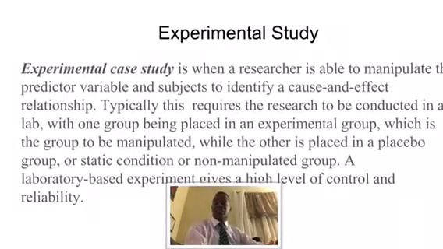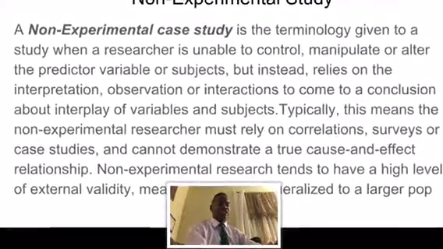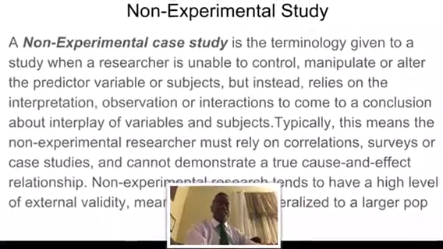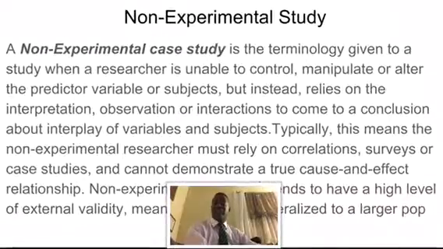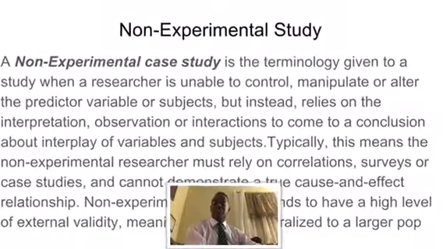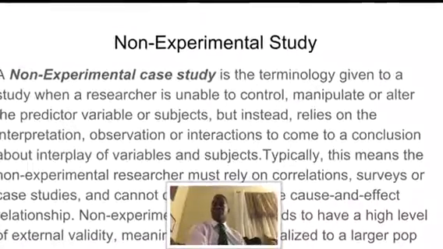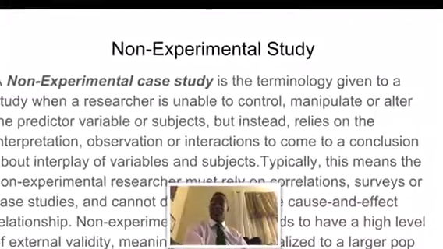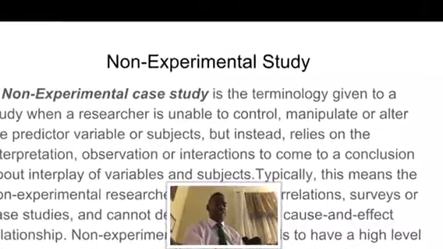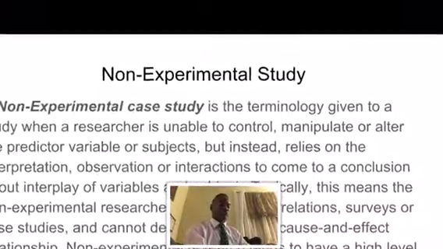As it relates to non-experimental studies, a non-experimental study is the terminology given to a study when a researcher is unable to control or manipulate any of the predictor variables or any of the subjects. This is really based on an observable type of situation for the researcher. He or she cannot control any of the predictor variables, again, or any of the subjects. Now, they do realize that non-experimental research tends to have a high level of external validity, meaning it can be generalized to a larger population.